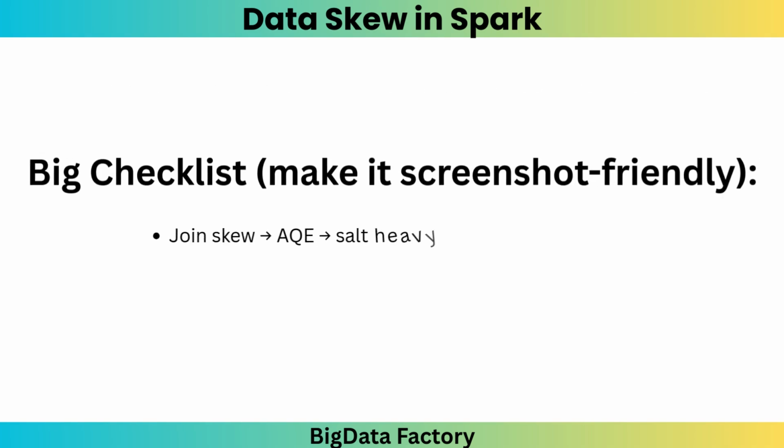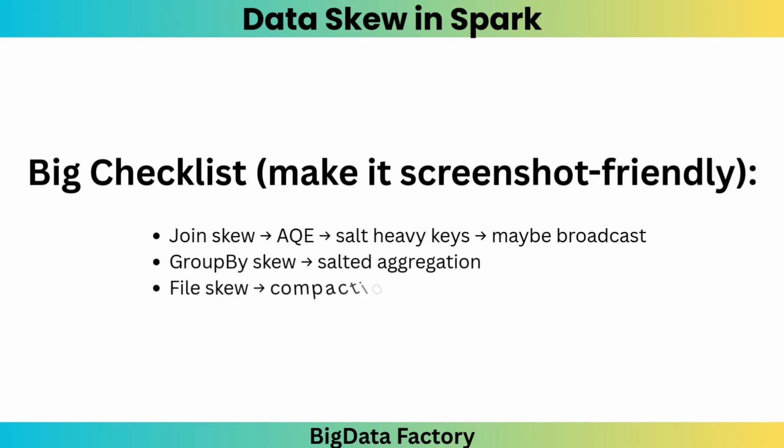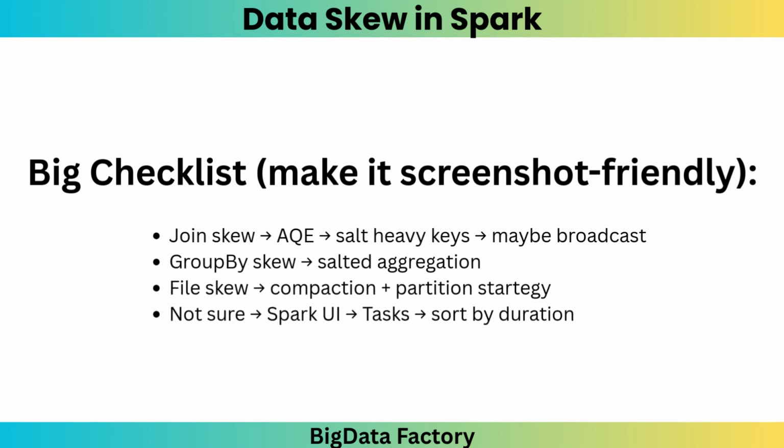So here is the cheat sheet I use. Number 1, join skew: try AQE first. If still skewed, salt heavy keys. Consider broadcast if the dimension table is small enough. Number 2, group by skew: use salted aggregation. Number 3, file or partition skew: fix upstream using compaction or partition strategy. Avoid uneven files. And if you are not sure, go to Spark UI, open tasks, sort by duration, and then compare input or shuffle metrics. If you do this consistently, you will debug skew in minutes, not hours.